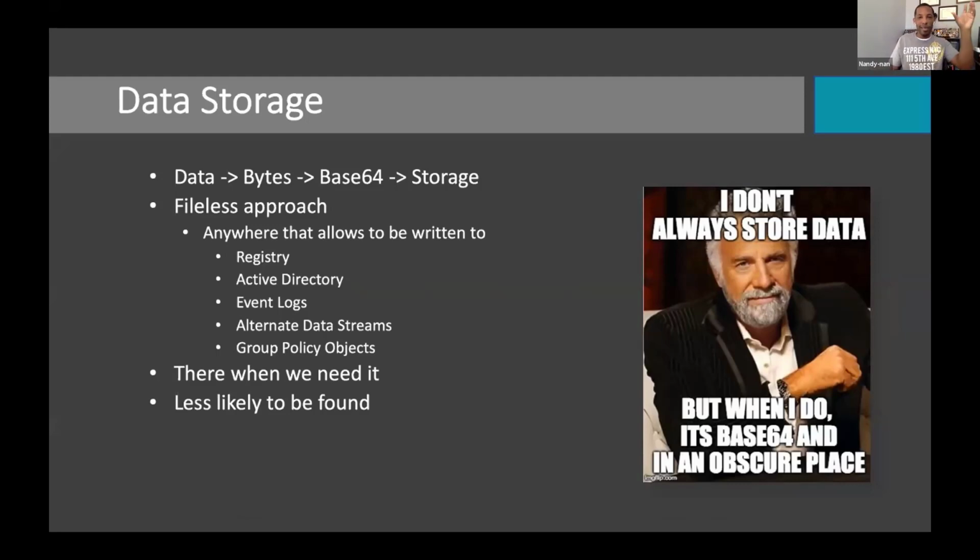Well, we would take the data, that binary, we would convert it to bytes, convert it to base 64, and store it. Or maybe we do hex and then base 64 or whatever. Or you just go through that process a number of times. Well, if we're talking about storing it, where will we store it? Well, really anywhere that we can put data on a Windows machine, and we could also retrieve it. The registry, Active Directory if we got access there, event logs, alternate data streams, GPOs, you name it, right?